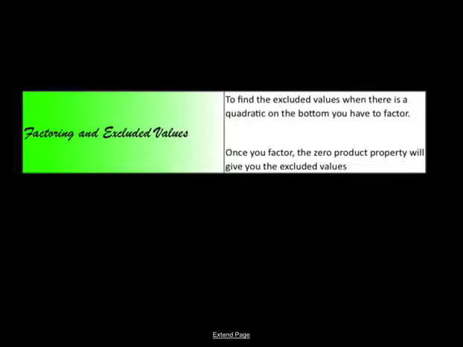So let's talk about factoring with excluded values. Sometimes when you find the excluded values, there's a quadratic on the bottom. Now remember that quadratic means that there is that squared term. So once you factor, the zero product property will give you the excluded values that you need. That's kind of what we did on the previous note, finding those excluded values. So let's take a look at some examples.